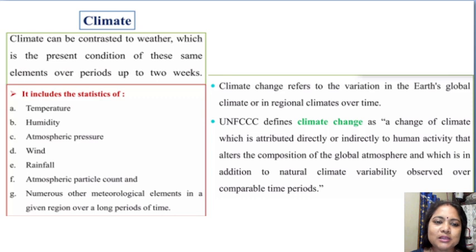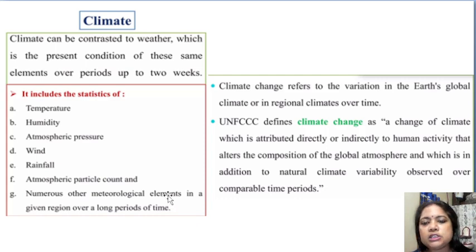Climate can be contrasted to weather, which is the present condition of these same elements over a period of up to 2 weeks. That is the weather condition of one particular area in a given time. What does weather include? It includes temperature, humidity, atmospheric pressure, wind, rainfall, atmospheric particle count, and numerous other meteorological elements in a given region. When these parameters are expressed over a short period of time, that is known as weather, and over a long period of time, that is known as climate.